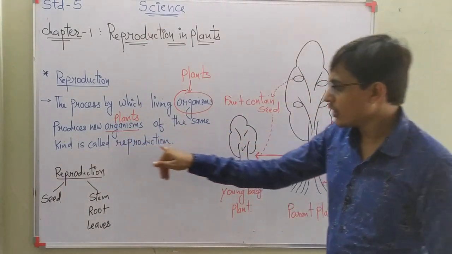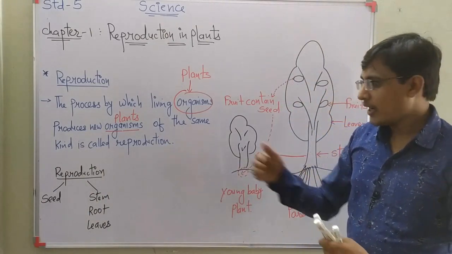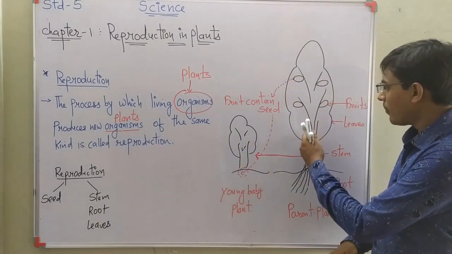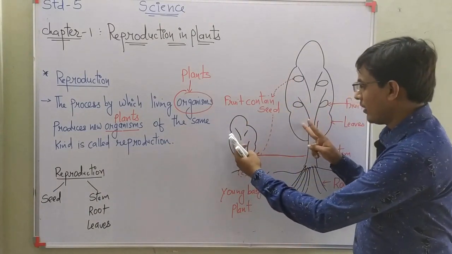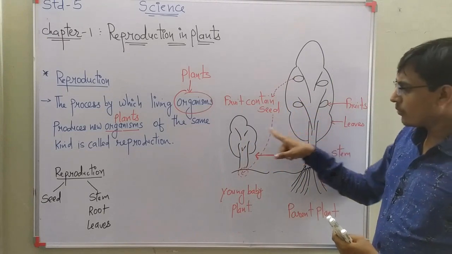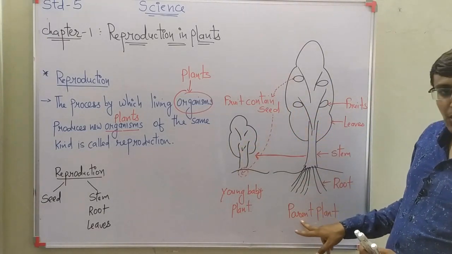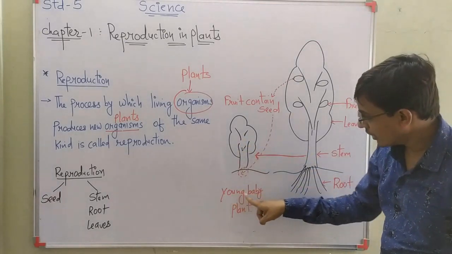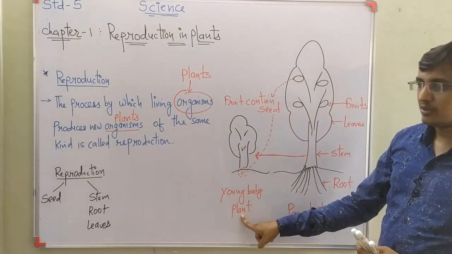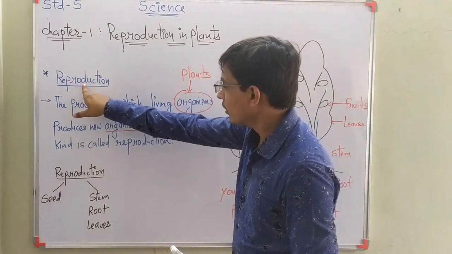In short, reproduction means to produce again. This is the one plant, and from there a new plant will form. So there are two plants, one is the old plant, one is the new plant. The old plant is called the parent plant, and the new plant that is formed is called the young baby plant. So this is the definition of reproduction.